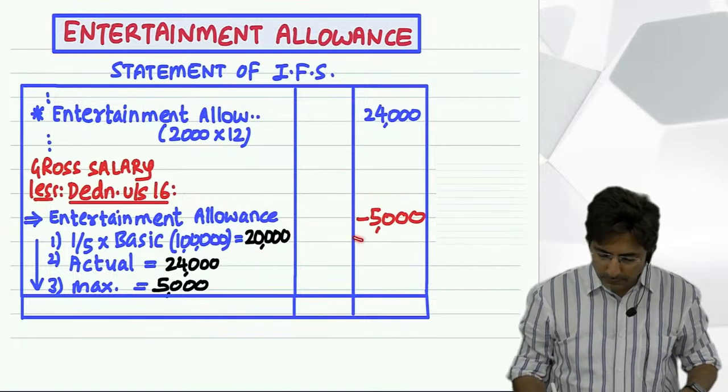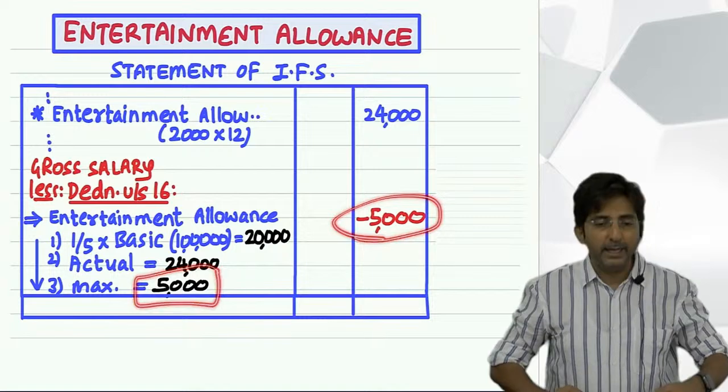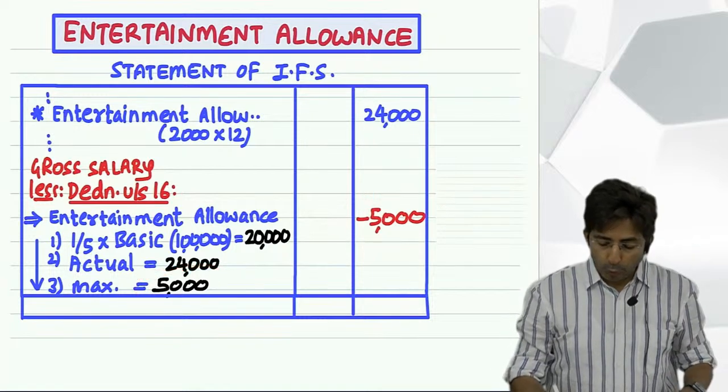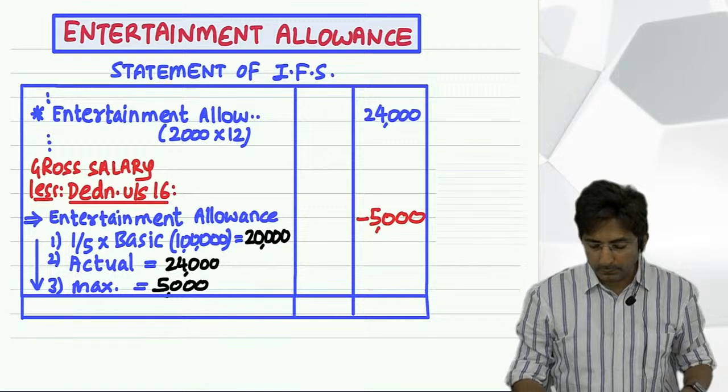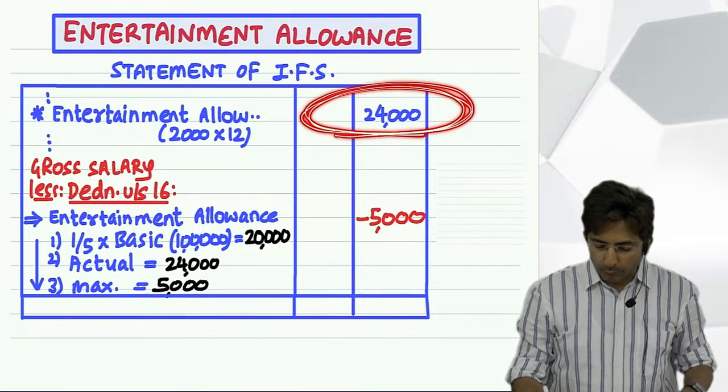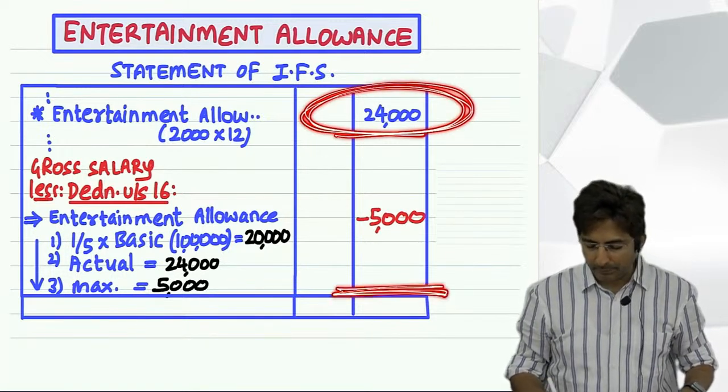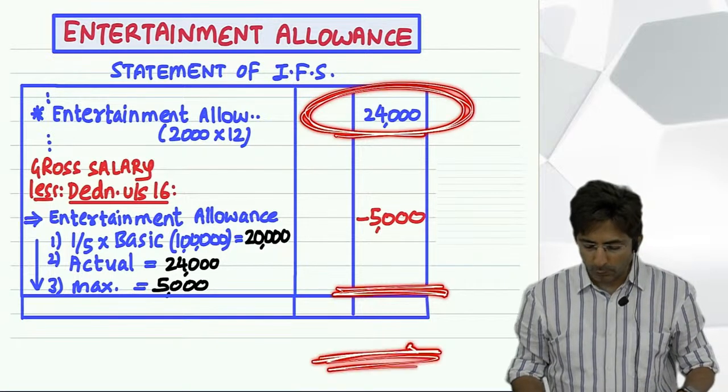Can you see 5,000? Yes. The one which is lower. And you know what the net effect of this is? You received 24,000. But from that, 5,000 is kind of exempt. Kind of exempt. So what is the remaining amount?